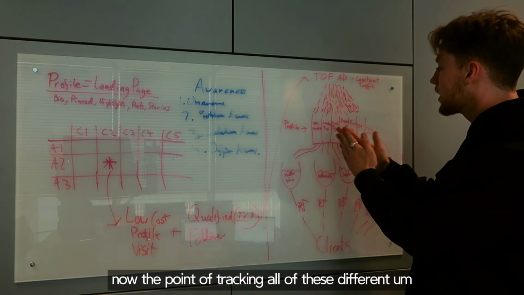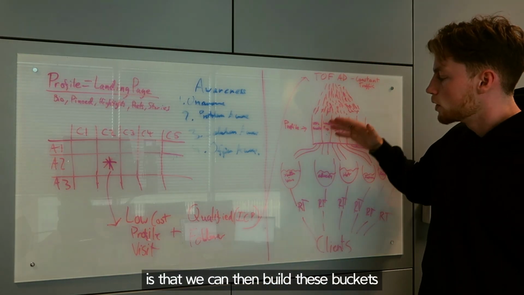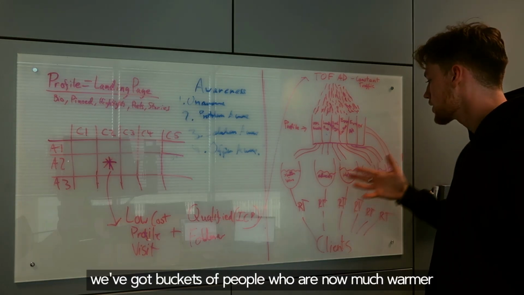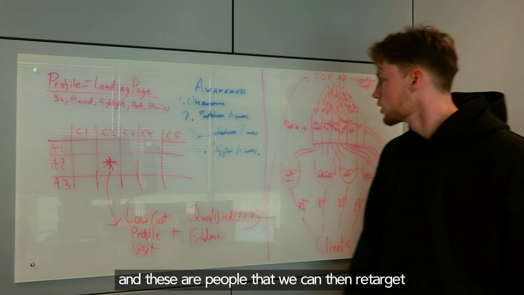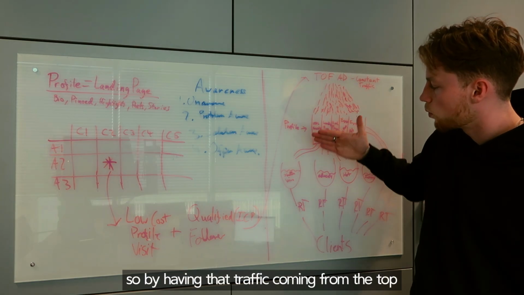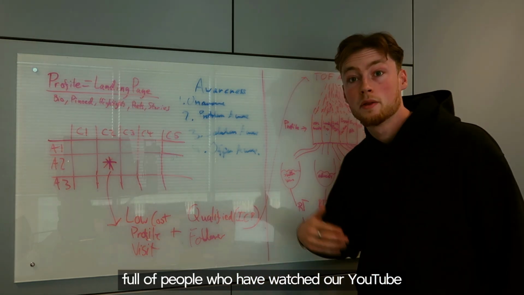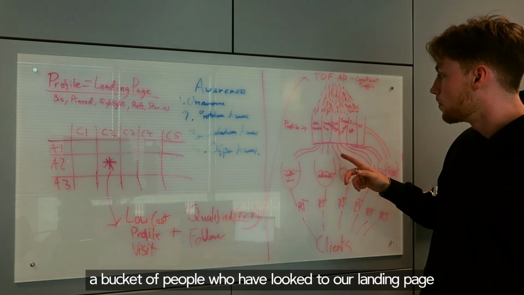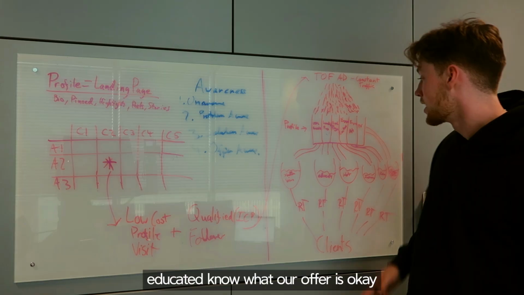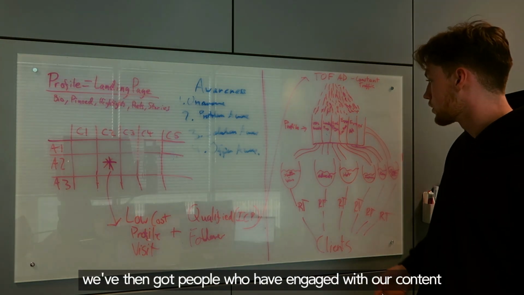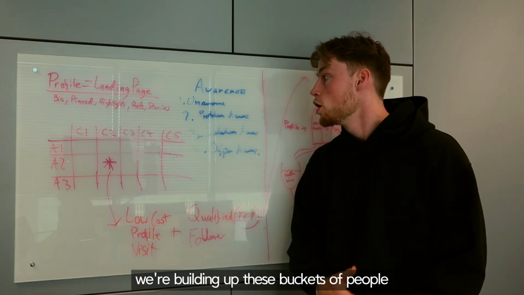Now, the point of tracking all of these different touch points is that we can then build these buckets, which you'll see we've got buckets of people who are now much warmer, and these are people that we can then retarget. So by having that traffic coming from the top, we're then filling up our buckets. We've got a bucket here full of people who have watched our YouTube. They're educated. Okay, we're filling up a bucket of people who have looked at our landing page. Okay, again, educated, know what our offer is. Okay, we've then got people who have engaged with our content, have maybe looked at our booking page, they're hot. So we're building up these buckets of people who are much warmer.